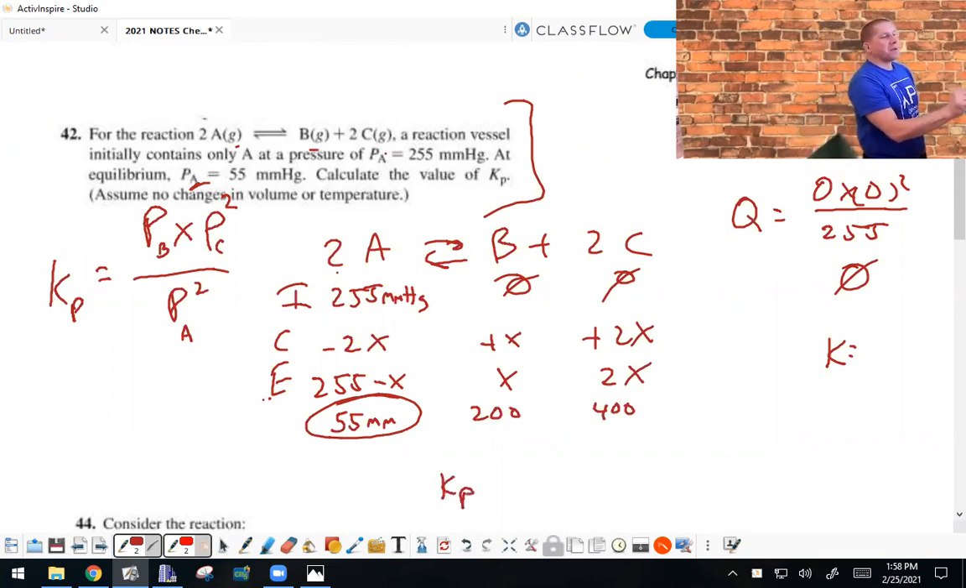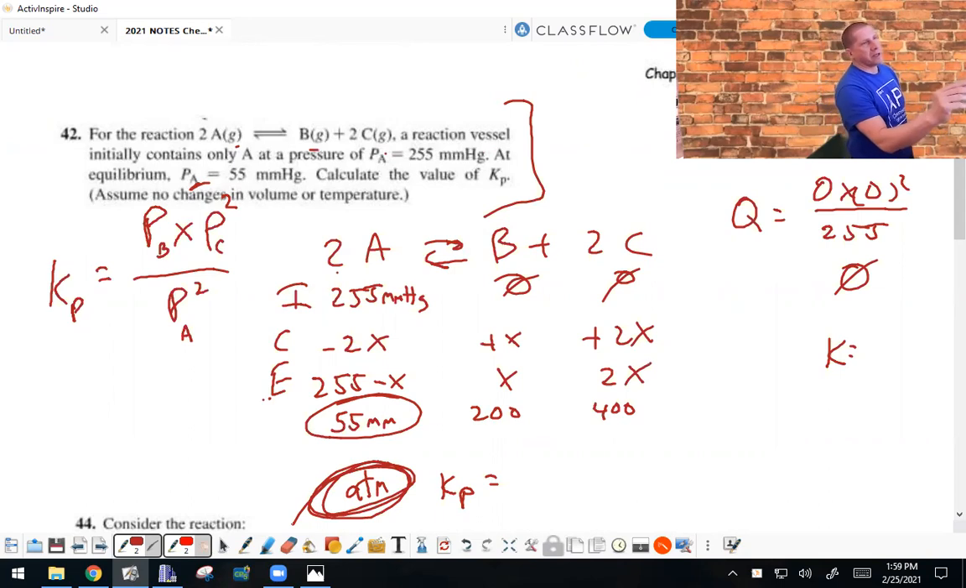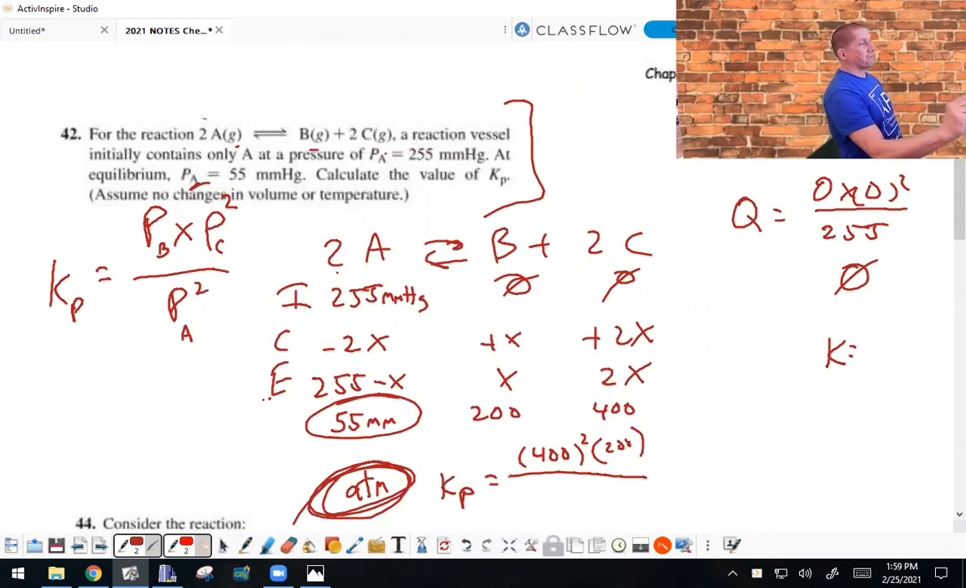And now we can get the Kp. Technically, you're supposed to use atmospheres. But don't concern yourself. If you just plugged it in, that's okay. If you want to go get the absolute correct answer, go for it. The reason you always use atmospheres is, remember, there are no units, and so it's understood that it would be atmospheres.